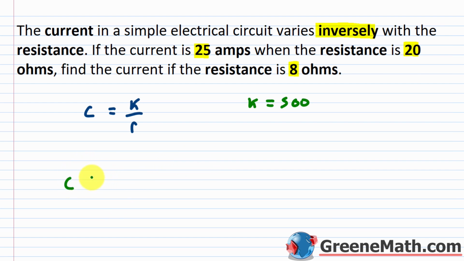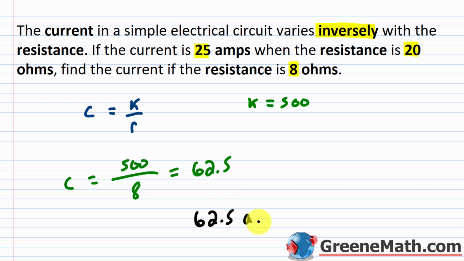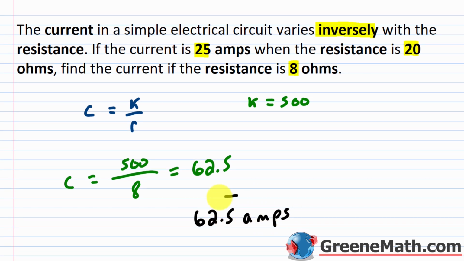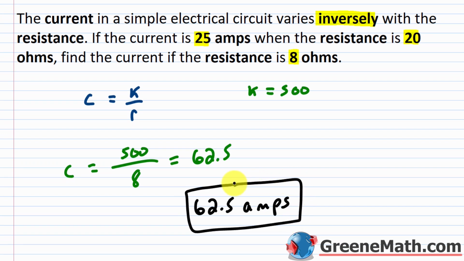So C, that's for current, is equal to your k, your constant of variation, that's 500, over whatever R is. In this part, it says find the current if the resistance, so that's going to be the R, is 8 ohms. So just replace this with 8 and punch that into the calculator, and we're going to get 62.5. Let me come over here and answer this. This is in terms of amps, so we're going to say it's 62.5, and then I'll write amps. Again, if you want to make a sentence, that's up to you. I'm just going to answer like this.